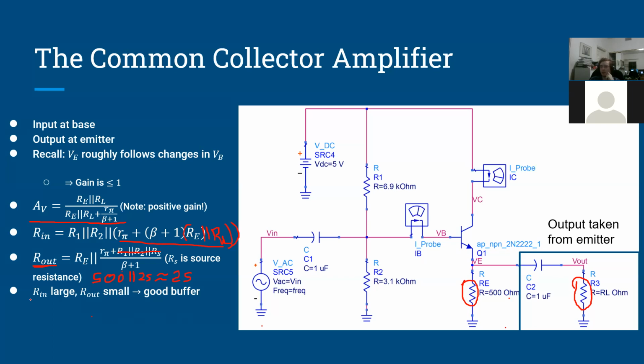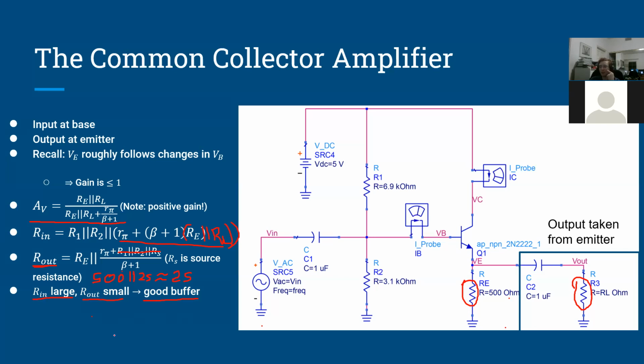To summarize, we have a large input resistance and a small output resistance, so this type of amplifier is good as a voltage buffer. If we have a large source resistance and a small load resistance, we could stick this common collector amplifier in between, and it'll help drive that small load from a large source resistance. The problem, of course, is that the gain is still small. So how do we rectify that?